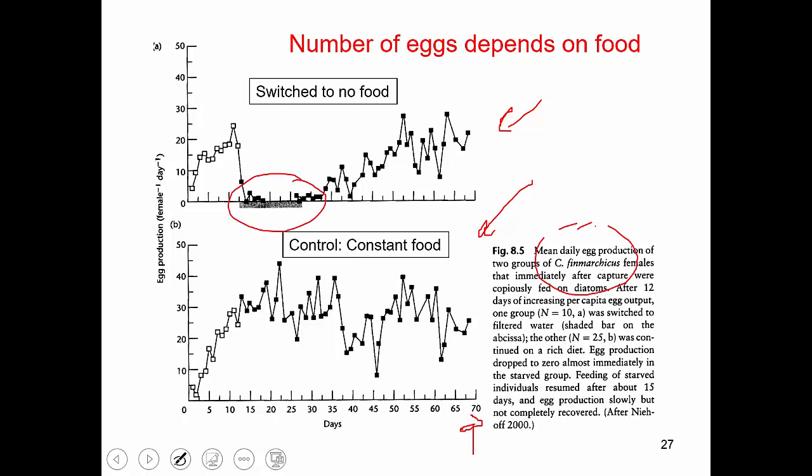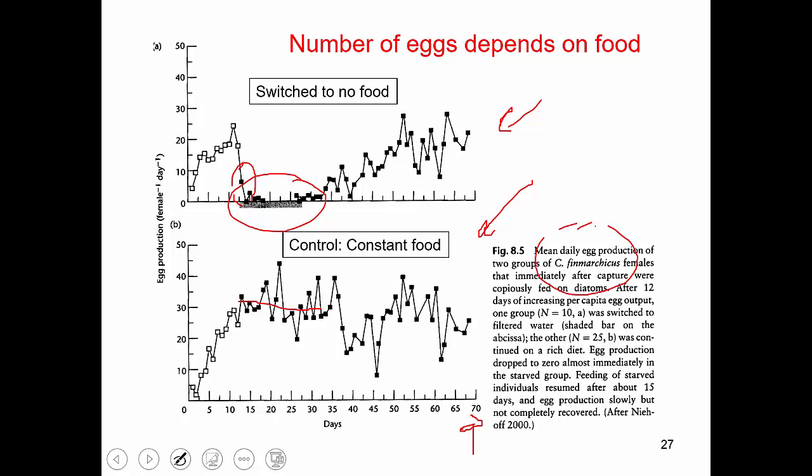And surprise, surprise, without food, the Calanus female stopped laying eggs. I think the interesting thing about this is how fast the drop off occurred as soon as they stopped feeding. Whereas, of course, during the same period, there was no drop off in egg production in the fed group.